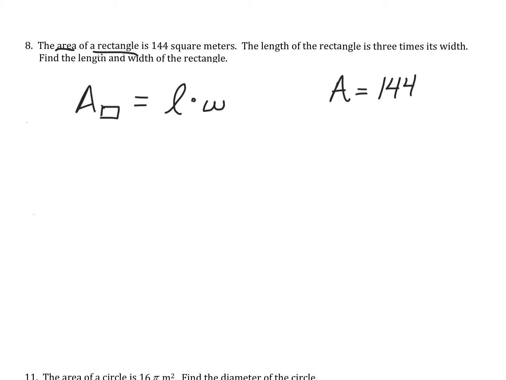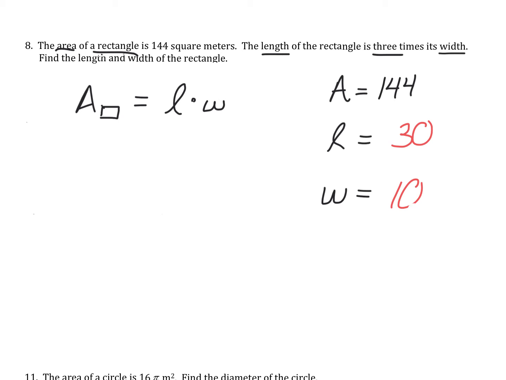Now they go on to say that the length of the rectangle is 3 times whatever its width is. So they don't give me any specific values. But I can use that information to help solve for the length and the width. So let's think about a couple examples. If my width were 2, my length would be 6. Or if my width were 10, my length would be 30.